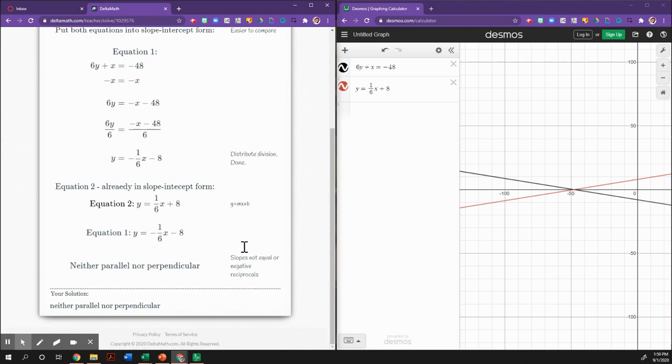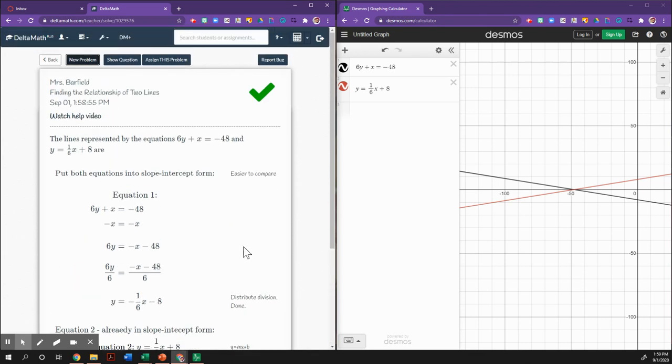There we go. So that is how you are going to do this first set of work in your Delta Math assignment. You are literally going to split your screen, bring up Desmos, type them in, and see if you can visually establish the relationship between the two lines. Good luck.